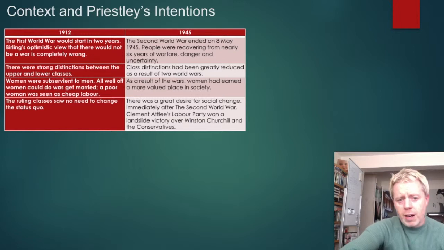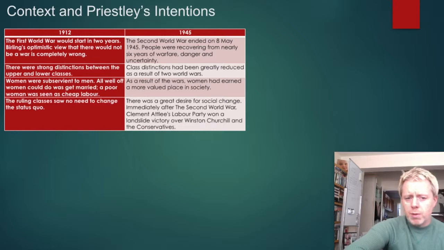In 1945, the Second World War had just ended, so people were recovering from nearly six years of warfare, danger, and uncertainty. Back in 1912, there were strong distinctions between the upper and lower classes, but by 1945, class distinctions had been greatly reduced as a result of the two world wars. Back in 1912, women were subservient to men. All well-off women could do was get married. A poor woman was merely seen as cheap labour. But as a result of the wars, women had earned a more valued place in society.